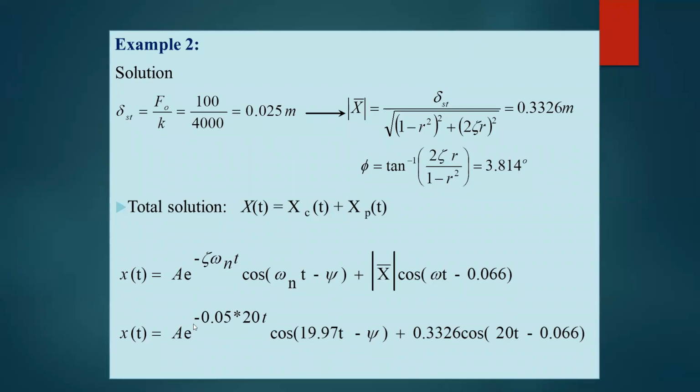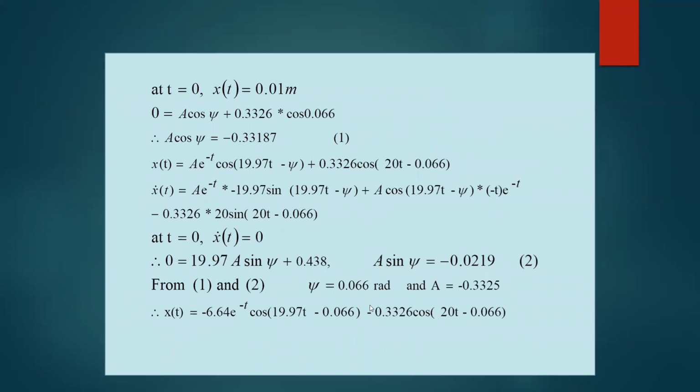So in order to determine the unknown constant A and the phase angle psi, we have to apply the initial conditions. We are given two initial conditions. One is at time t equal to 0, x of t is equal to 0.01 meter. The other initial condition is at time t equal to 0, x dot of t is equal to 0. So these are the two initial conditions.